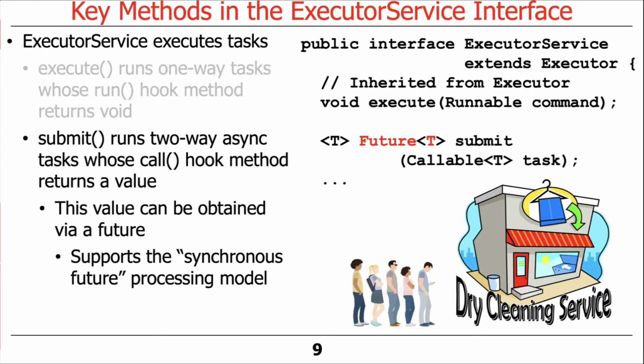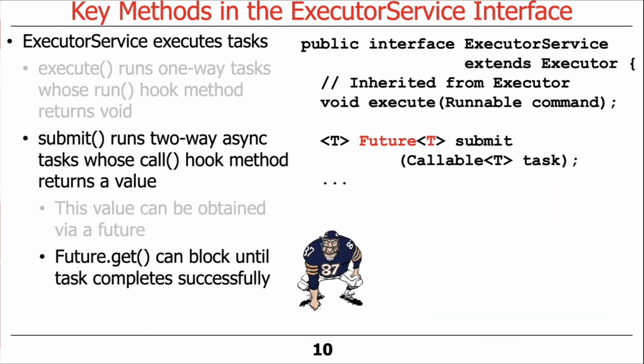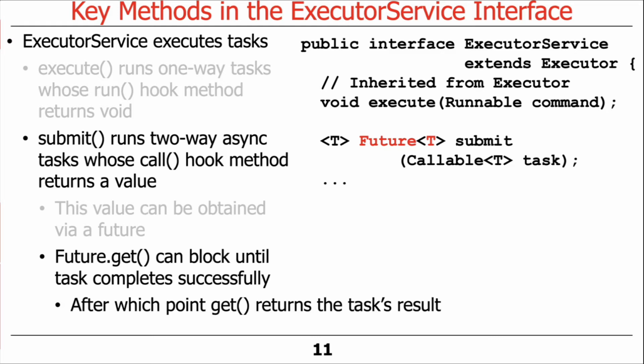So that's one model. You can imagine a bunch of people who drop their clothes off at a dry cleaning service, and you don't just sit there waiting for your clothes. The dry cleaner says, come back in a couple of days. So the people come back in a couple of days, and then they wait and see whether their clothes have been finished. That's the synchronous future processing model. Note that future.get on the Future returned from submit will block until a task completes successfully. So it's a blocking call. At that point, get returns the results of the task.